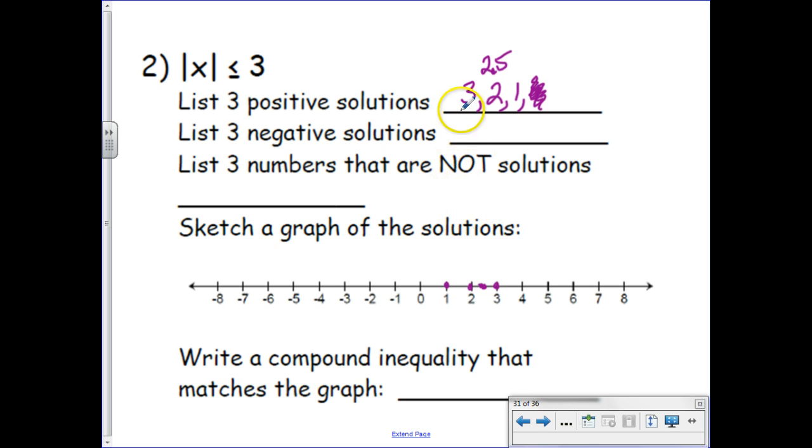3 negative solutions. Well, if I plug negative 3 in, the absolute value would make it positive 3, and that would still work. Negative 2, negative 1, negative 2.5, all of this stuff works. So I'm just going to throw a few dots on here. 3 numbers that won't work. Well, let's see. Anything bigger than 3. So I could say 4 doesn't work, 5 doesn't work, 6, and so on, that way. Also, if I chose negative numbers like -4, -5, -6, and so on, those won't work when I put them in and take the absolute value.